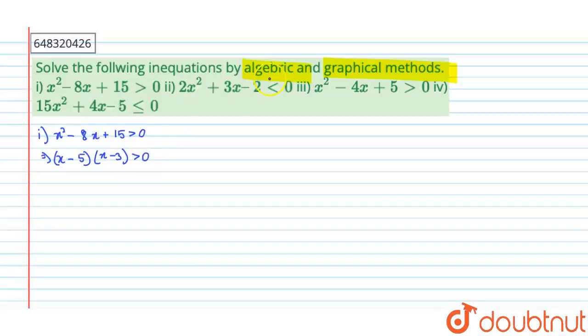Clearly, if we try to solve it by algebraic method, then for the algebraic solution we can see that x lies from minus infinity to 3 union 5 to infinity. Now if we want to check it graphically, let's draw the axis first.